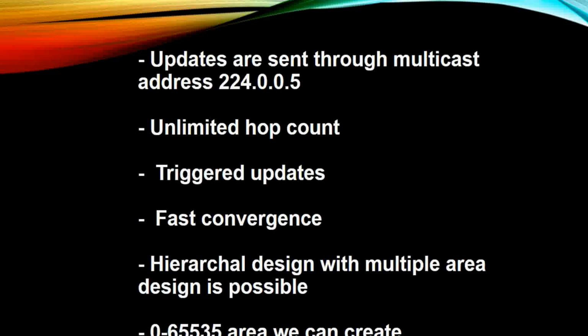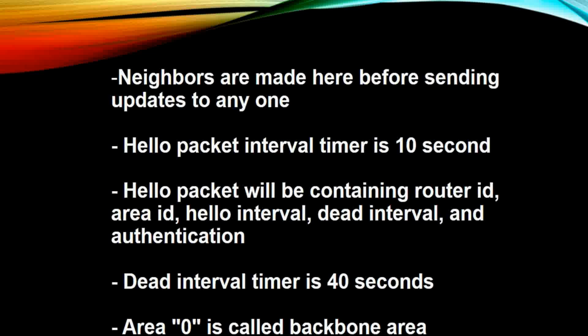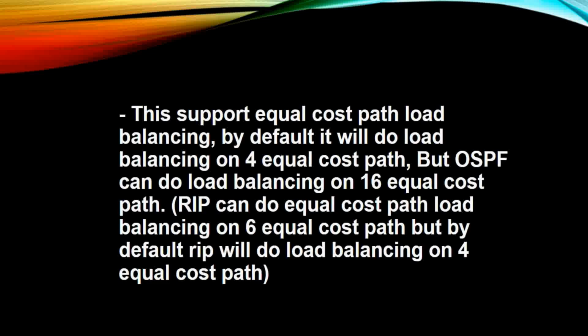Neighbors are formed here before sending updates to anyone. The hello packet interval timer is 10 seconds. The hello packet contains the router ID, area ID, hello interval, dead interval, and authentication. The dead interval timer is 40 seconds. Area 0 is called the backbone area. OSPF supports equal cost path load balancing. By default it will do load balancing on 4 equal cost paths, but OSPF can do load balancing on 16 equal cost paths. RIP can do equal cost path load balancing on 6 equal cost paths, but by default RIP will do load balancing on 4 equal cost paths.